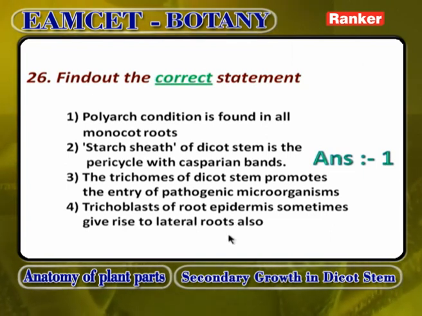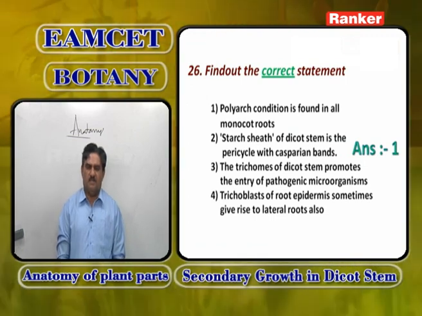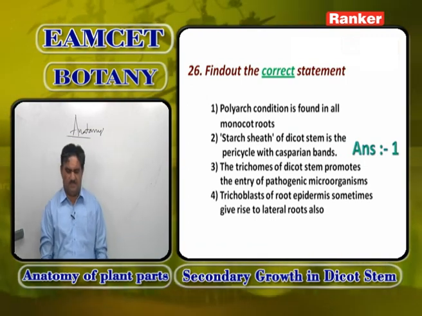Star sheath of dicot stem is the pericycle with Casparian bands is wrong. Why? Because star sheath of dicot stem is the endodermis with Casparian bands. Endodermis, not pericycle. The trichomes of dicot stem promote the entry of pathogenic microorganisms is wrong. The trichomes of epidermis always prevent the entry of microorganisms or pathogenic organisms. They don't allow any organisms to go into the root. They stop the entry of any organisms into the root.